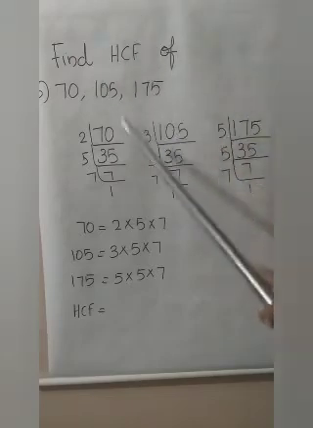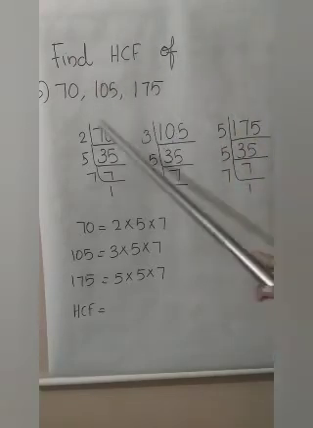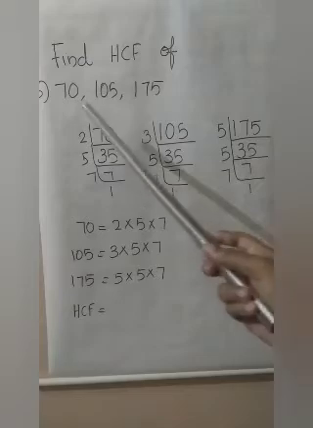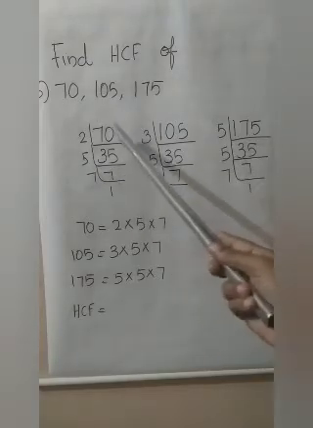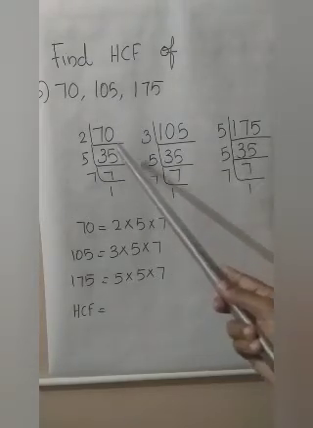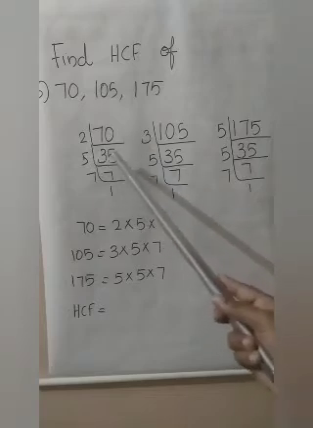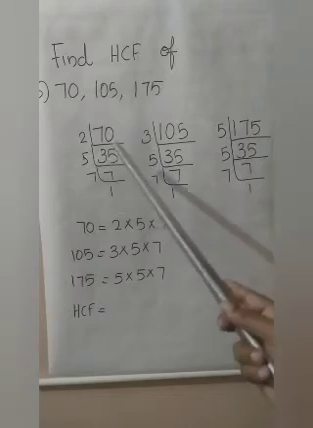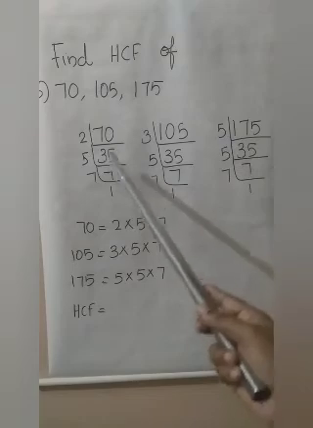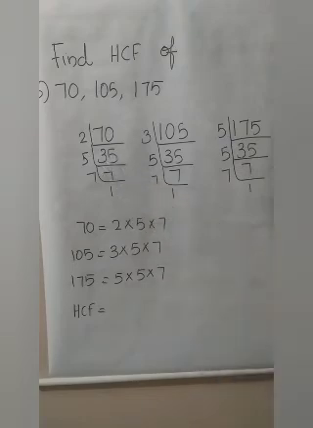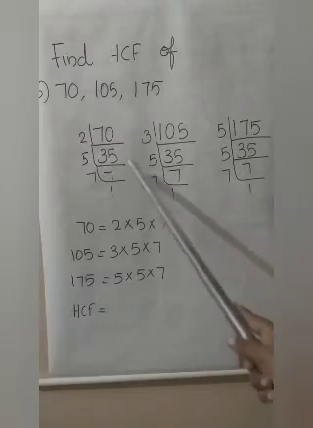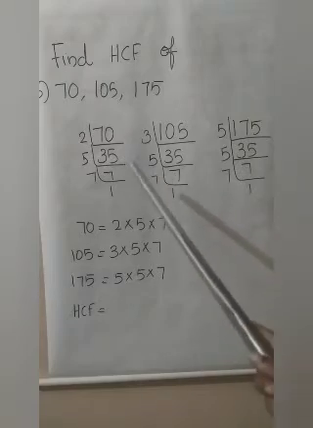First, I am prime factorizing 70. Since 70 is an even number, I am starting with 2. When 70 is divided by 2, I get 35. Now 35 is not an even number, so I cannot use 2. Now the divisibility rule of 3: 5 plus 3 is 8, and 8 is not a multiple of 3. So here, what is the digit in the ones place? 5. So we can directly go for 5.